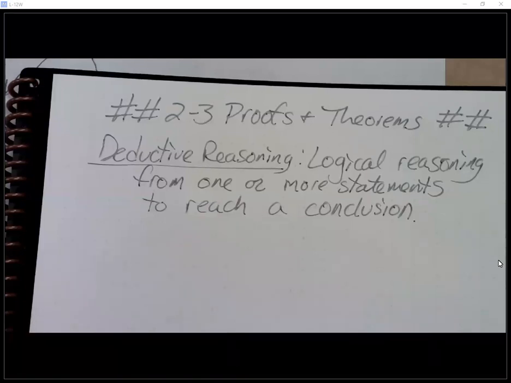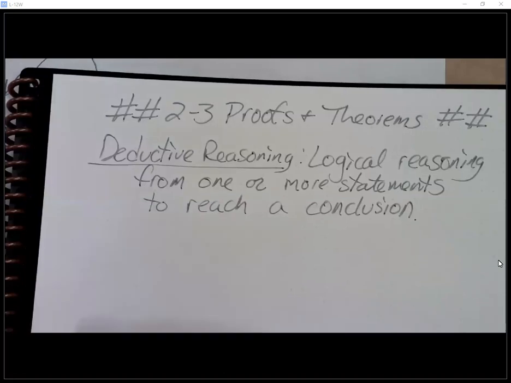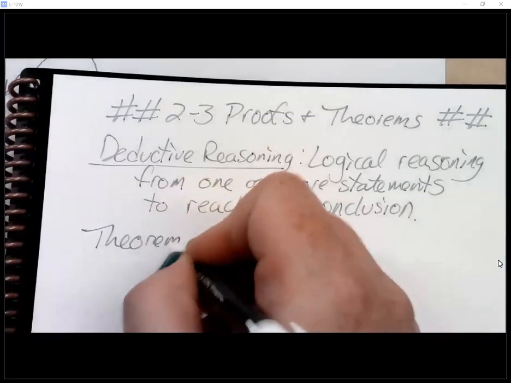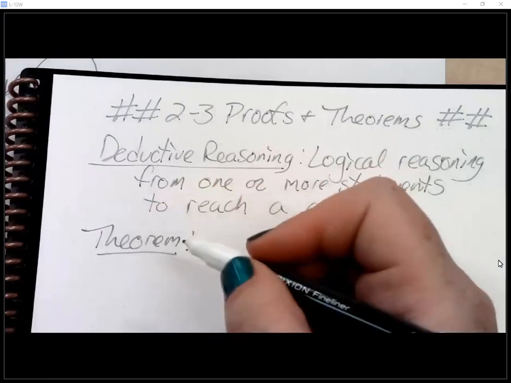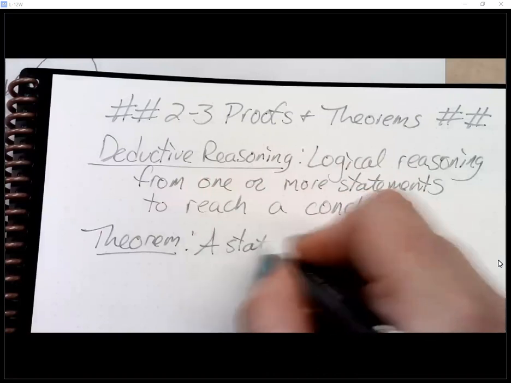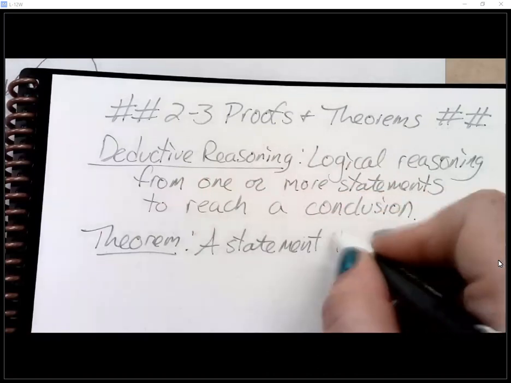Theorems. Did we define theorems before? I feel like we did. It's just a statement that you can prove. So I'll add it now just in case we don't already have it. So Pythagorean theorem, that's something that we can literally prove to you is true. A statement that can be proven.